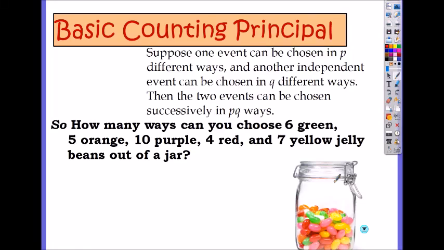Basic counting principle. Suppose one event can be chosen in p different ways, and another independent event can be chosen in q different ways, then the two events can be chosen in p times q ways. So you multiply them. So how many ways can you choose 6 green, 5 orange, 10 purple, 4 red, and 7 yellow beans out of a jar? It's going to be 6 times 5 times 10 times 4 times 7.